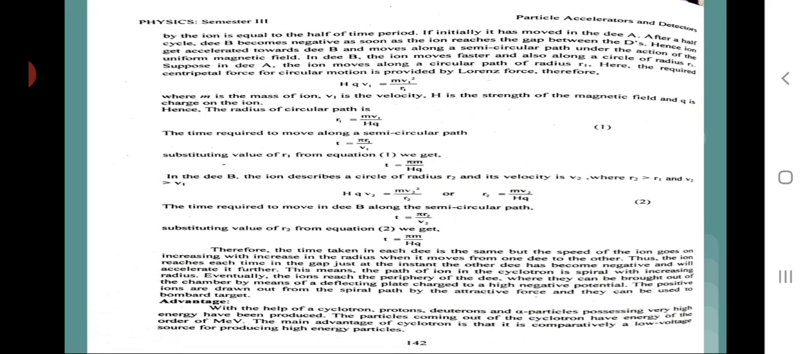Now, advantages. With the help of the cyclotron, protons, deuterons and alpha particles possessing very high energy have been produced. The particles coming out of the cyclotron have energy of the order of million electron volts. The main advantage of the cyclotron is that it is comparatively a low voltage source for producing high energy particles.